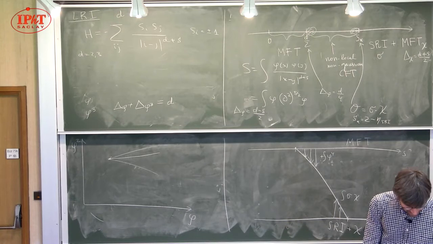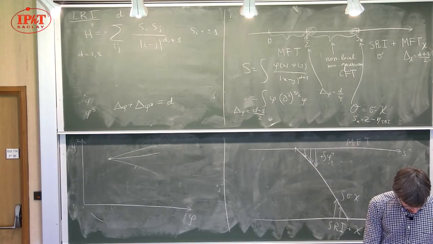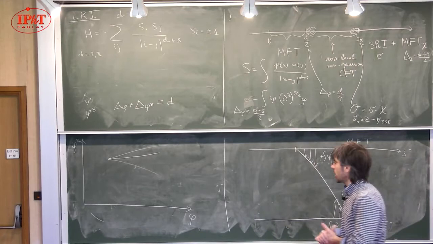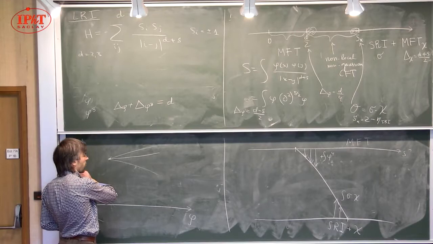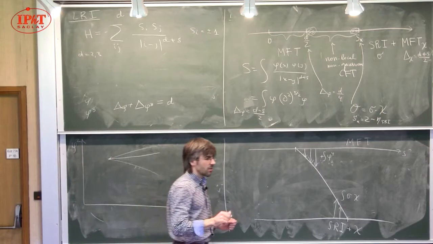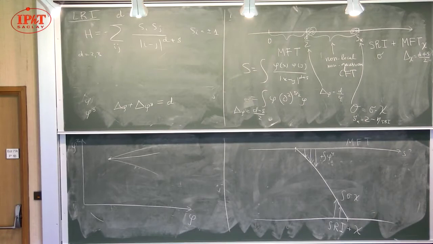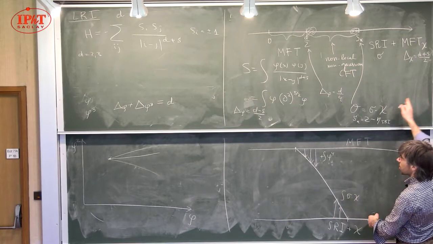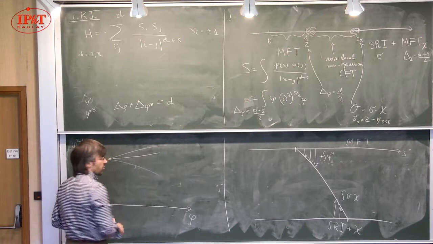So let me connect this to AdS/CFT. The message that I would like to connect to AdS/CFT is that we expect to find, very easily, continuous families of non-local CFTs. From this picture, from coupling a local theory to a mean field theory, it's clear. But it also has a counterpart in AdS/CFT. So let me describe it.